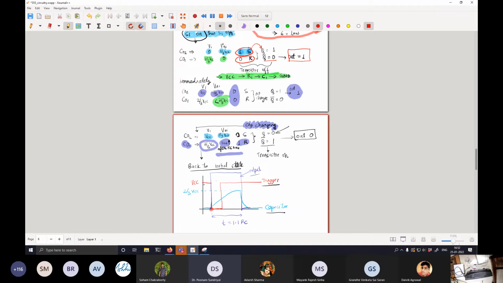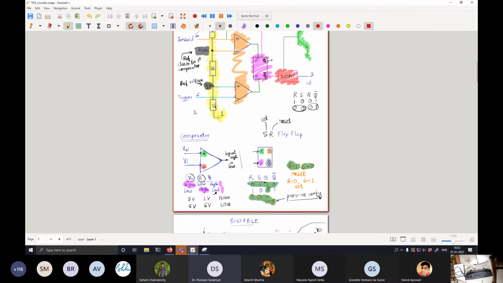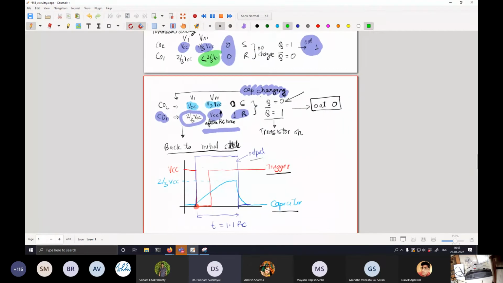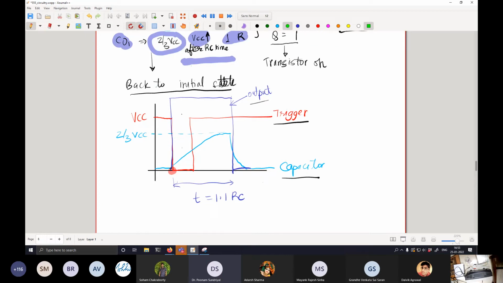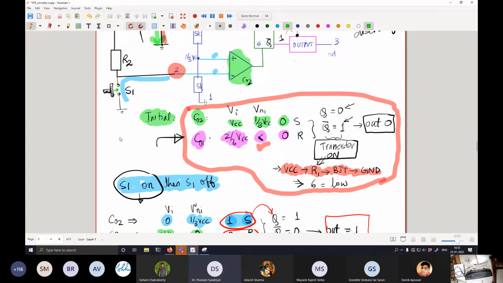Now let us look at the entire sequence of events that has transpired. Initially the trigger was at VCC. Pin 2 is the trigger pin. So we are plotting the trigger voltage. Over here you press the switch. When you press the switch, what happens? The trigger goes to ground. When you press the switch, the trigger voltage goes to ground.